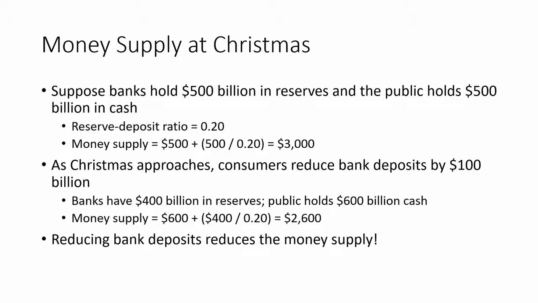So if we reduce bank deposits, we're going to reduce the money supply. Also, if we increase the reserve deposit ratio, if we increase the denominator over here, we're going to decrease the money supply. So a change in the reserve deposit ratio is going to affect the money supply, and a change in where the currency is being held, either in person or in bank reserves, will change the money supply.